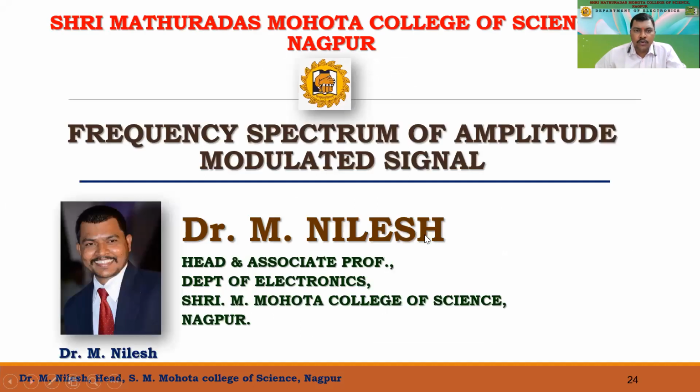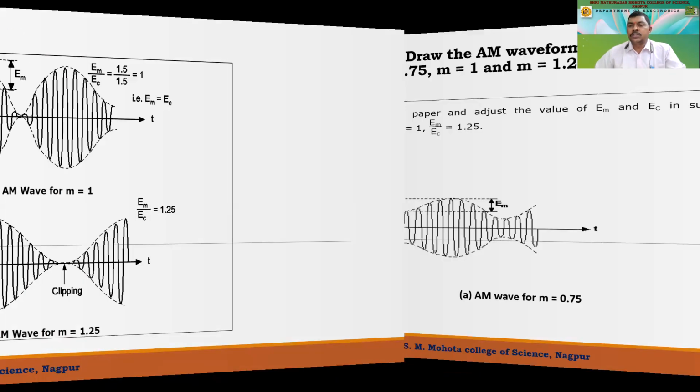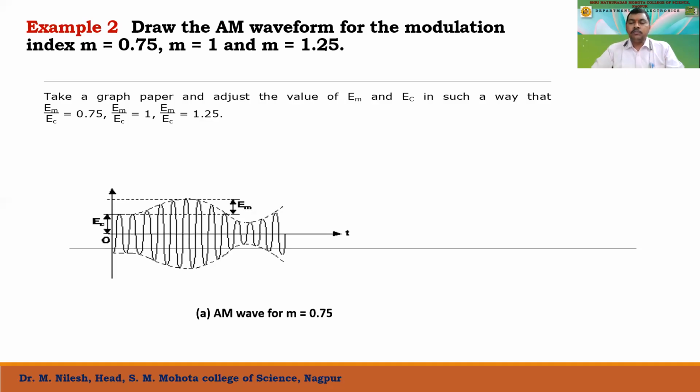And in the next class, we are going to study the frequency spectrum of the amplitude modulated wave, which is nothing but how the frequencies and the bandwidth are placed in amplitude modulation.